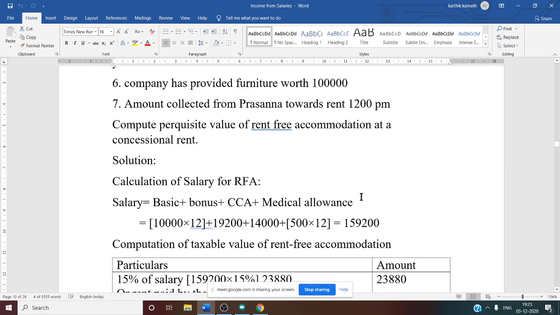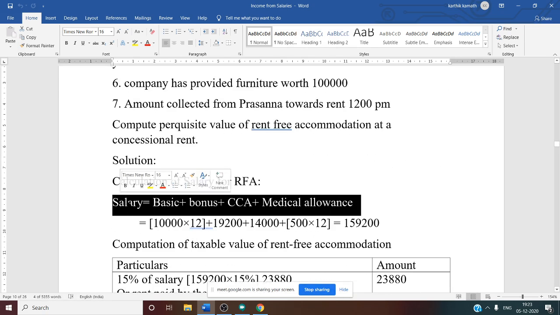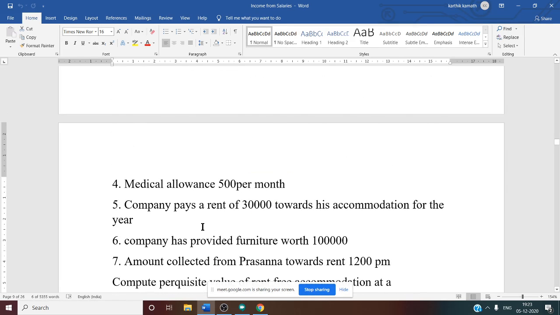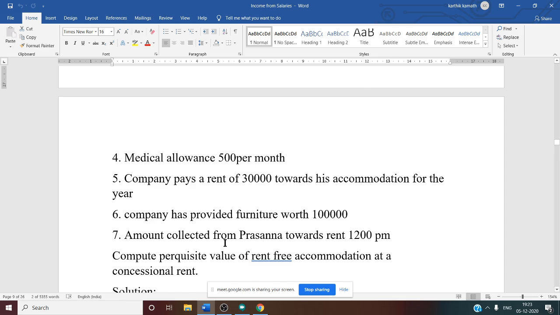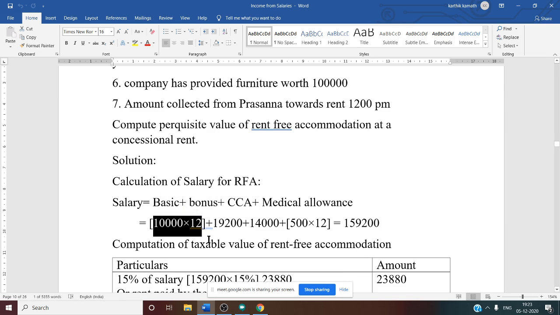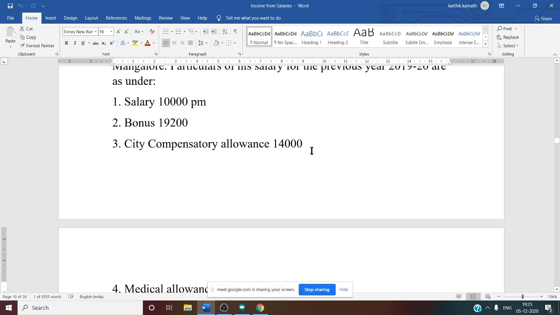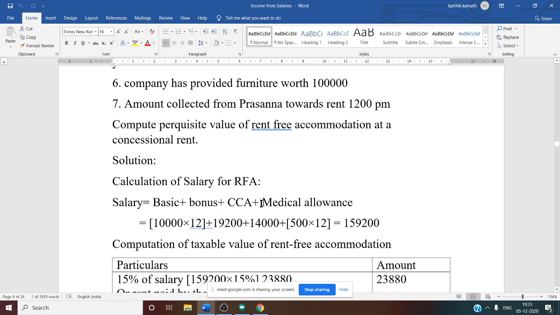So the first four items will come. So salary is equal to basic plus bonus plus CCA, city compensatory allowance, plus medical allowance. So basic, what is the value of basic? Basic value is 10,000. We want it for 1 year. So how to calculate now? 10,000 into 12. So 1,20,000 is our basic. Bonus, nothing they have mentioned, just they have given 19,200. Same information you have to take. City compensatory allowance, again 14,000 they have given. Same amount you have to take.